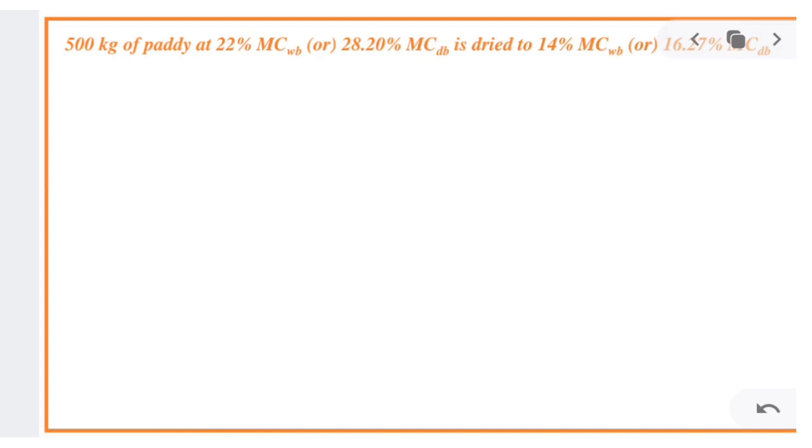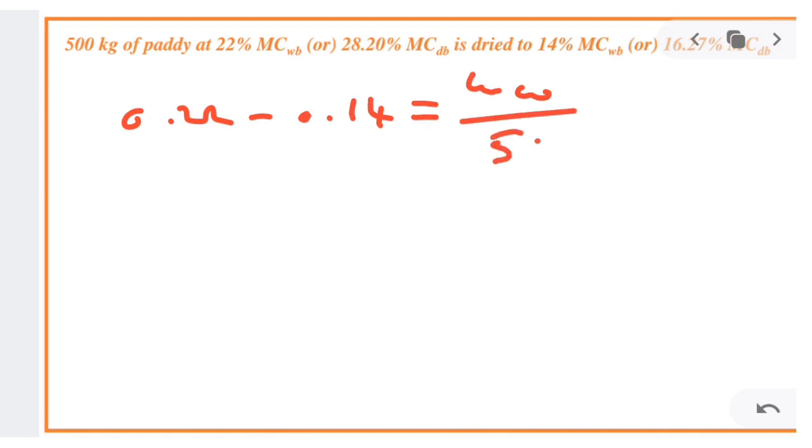But if you want to do a similar kind of calculation with moisture content on wet basis, you will get a wrong answer, like 0.22 minus 0.14 equal to weight of water by weight of sample, that is 500 kg. If you calculate the weight of water, you will get a wrong answer. You will get around 70 kg.